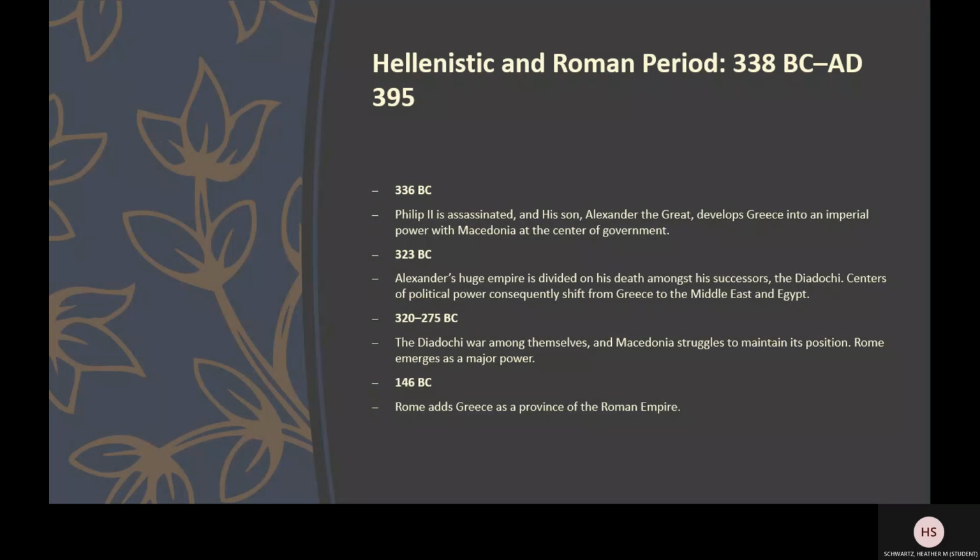And the Roman period, which was from 338 BC to 395 AD. Major events occurred during 336 BC, 323 BC, 320 to 275 BC, and 146 BC.